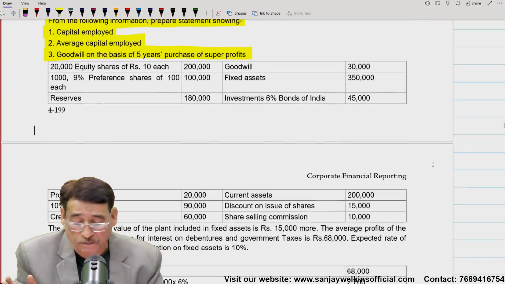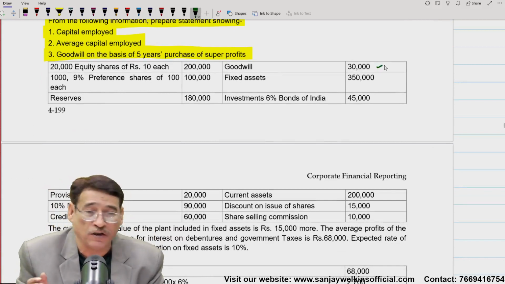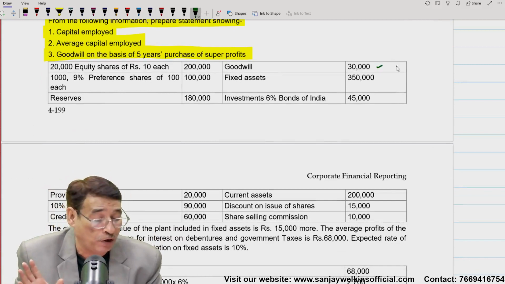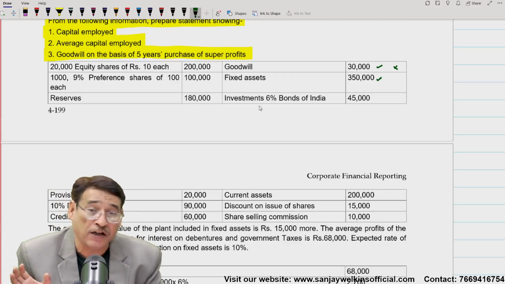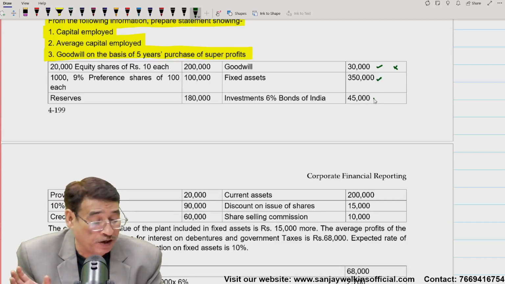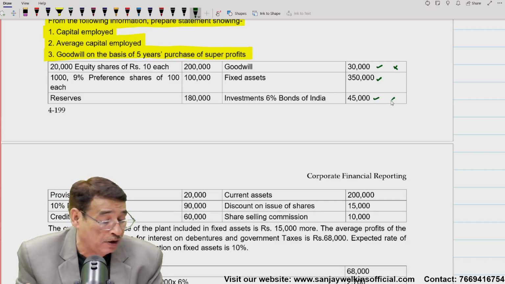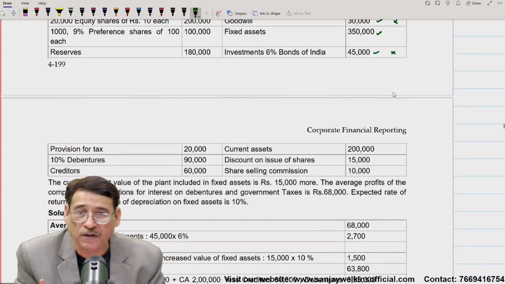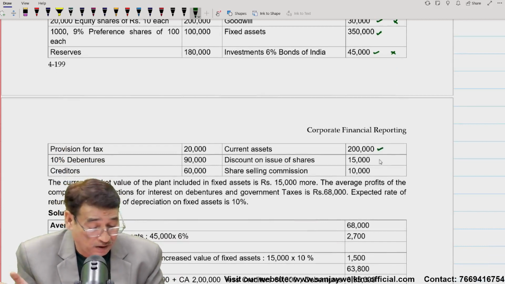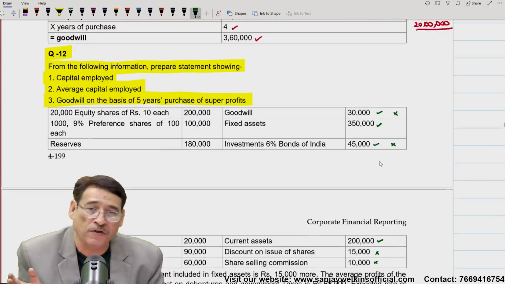Now, in this question, we are given some items like goodwill. As you know, for the computation of capital employed, we will not consider goodwill. We are given fixed asset; we will take into account fixed asset. We are given investment in 6% bonds of India, 45,000. Obviously, if I ask whether these are trading or non-trading, these are non-trading. If I need to compute the capital employed, I will not consider investments. Current assets are given; we will consider current assets. And discount on issue of shares and share selling commission are valueless assets. We never ever consider them.